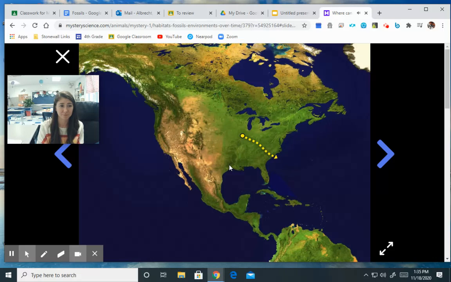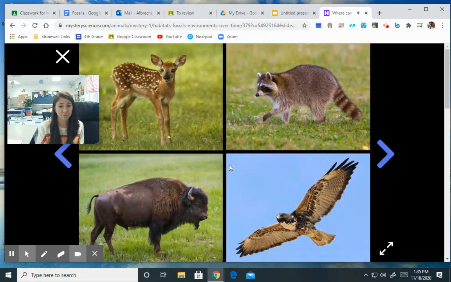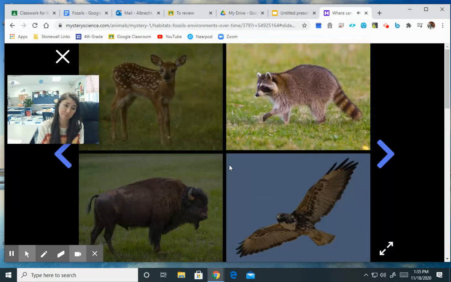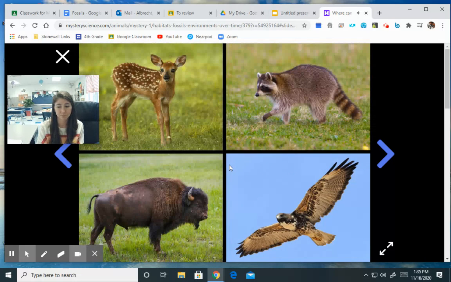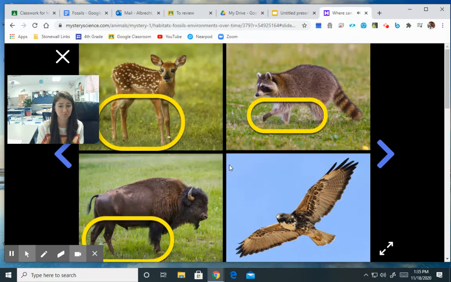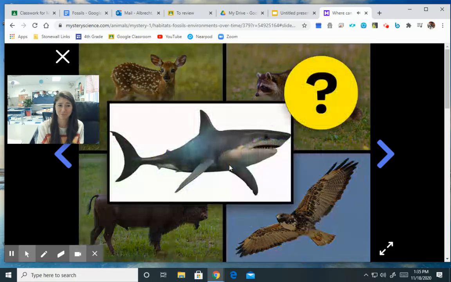The animals that live in Illinois and the other central parts of the United States are animals like deer, raccoons, bison, and hawks. None of these are animals that have anything to do with the ocean. Nothing. Look at them. They have long legs for walking or wings for flying. Traits that help them live on land or in the air, not in the water. No. But sharks in Illinois?